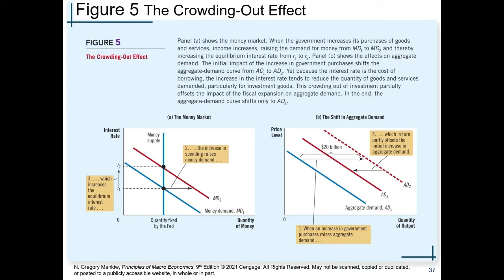taxes. Here, we could see the exact same thing, by the way. MD increases, the interest rates increase. The interest rates are going to push the AD back. So the 20 billion was to this one, the government purchases, and then the crowding out effect is going to push it back in.